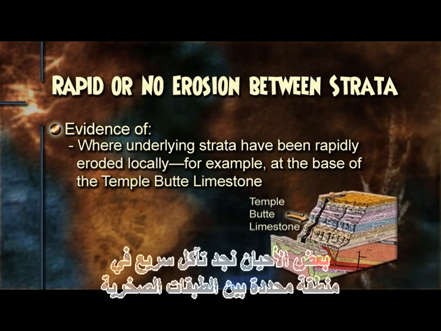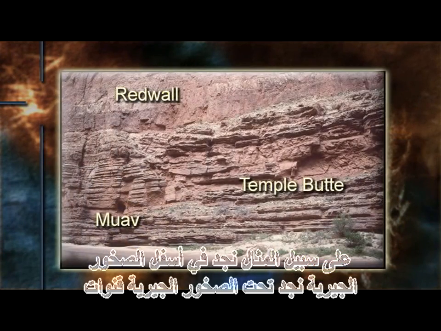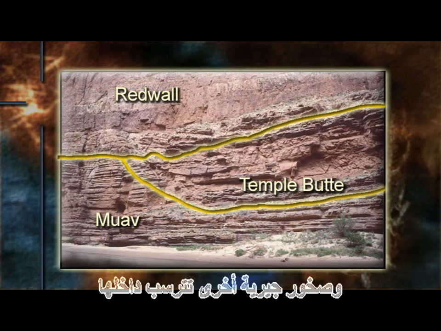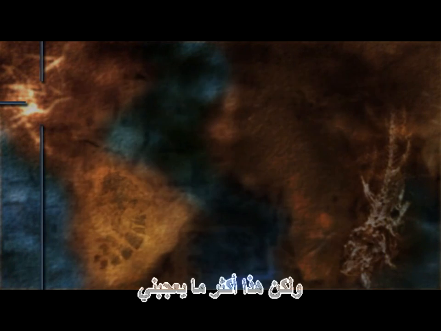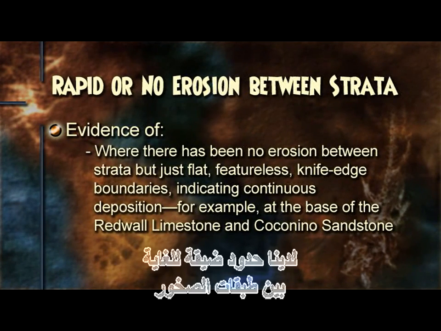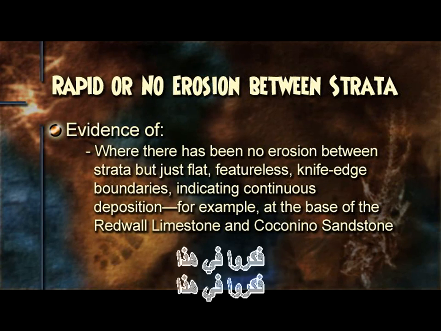And then sometimes we find evidence of local rapid erosion between rock layers. For example, at the base of the Redwall limestone, underneath, there have been channels cut rapidly and another limestone deposited in there. But here's the one I like the best, where you have knife-edge boundaries between rock layers, which is often the norm. Now you think about it.